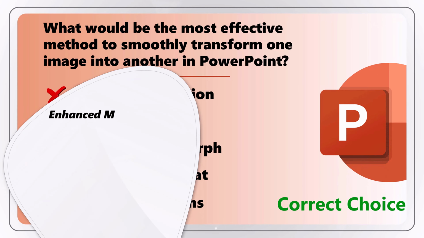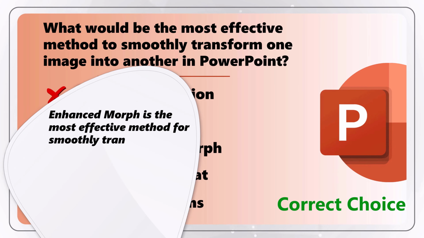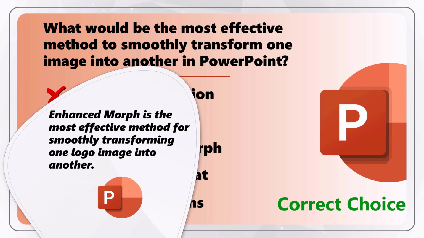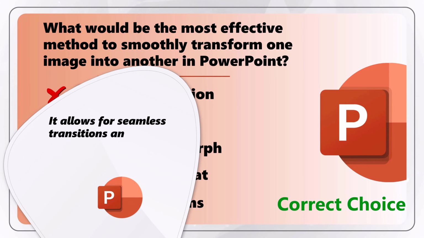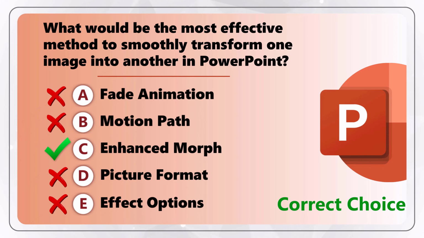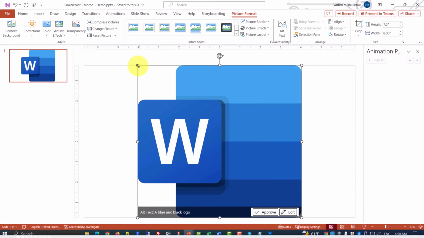Enhanced morph is the most effective method to smoothly transform one logo image into another inside PowerPoint. This allows for seamless transitions, and it is specifically designed for this purpose. Morph transformation is extremely easy to use.